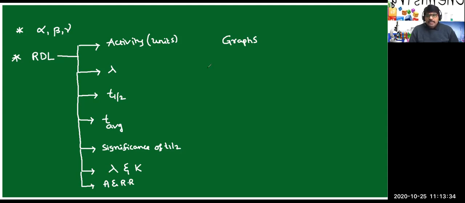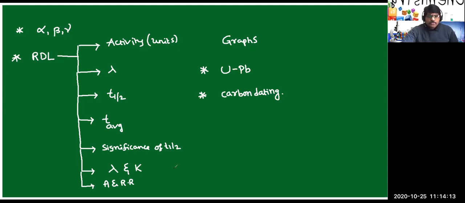And the remaining part in radioactive disintegration is two important applications. The first one is determination of age of earth, determination of age of minerals. We have a very important method for that, that is the uranium lead method. And the next one is determination of age of wooden articles. For that we have a very important method called the carbon dating process.